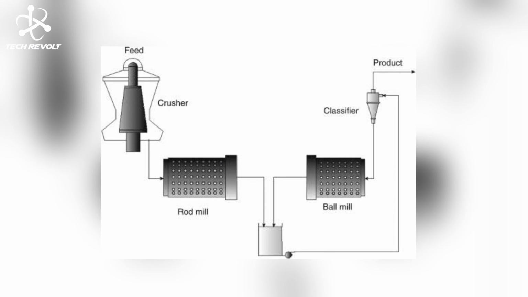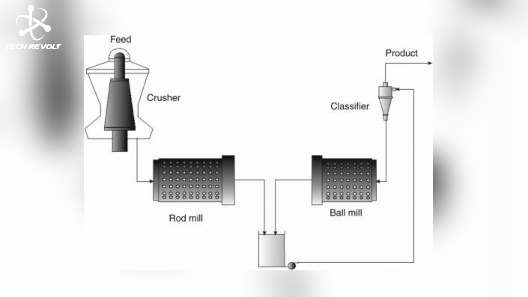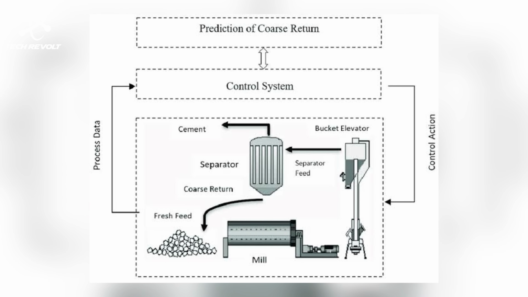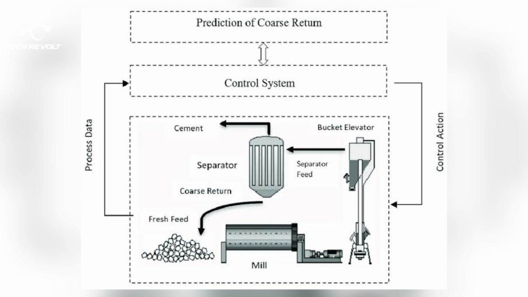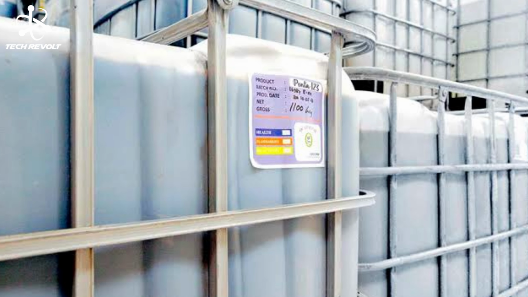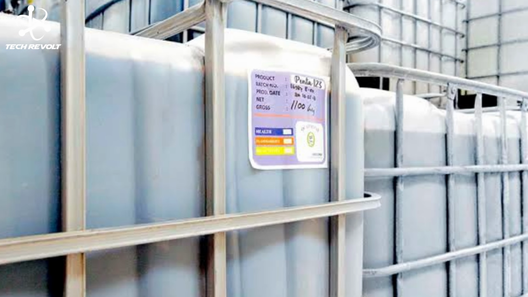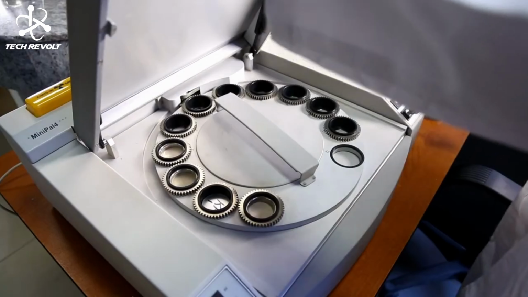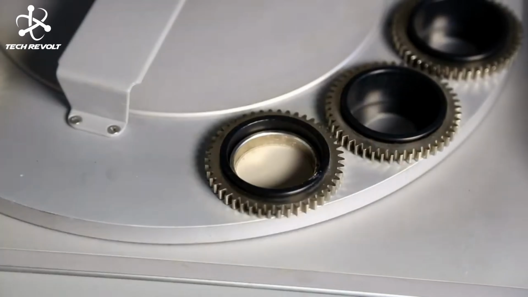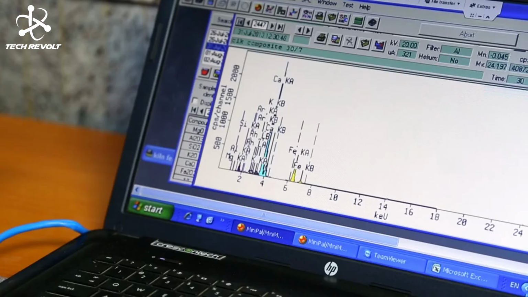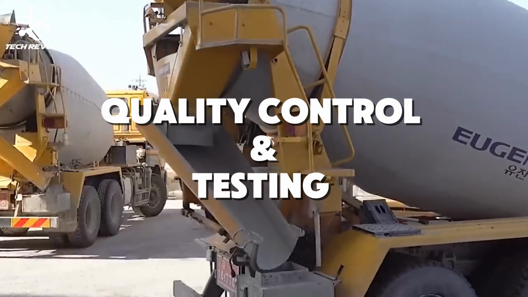The grinding process can be either open circuit, where material passes straight through the mill, or closed circuit, where coarser material is separated and returned to the mill for further grinding. Sometimes a small amount of grinding aid is added to the feed material. Throughout this entire process, cement plant laboratories check each step through frequent chemical and physical tests, ensuring the final product meets all industry specifications.